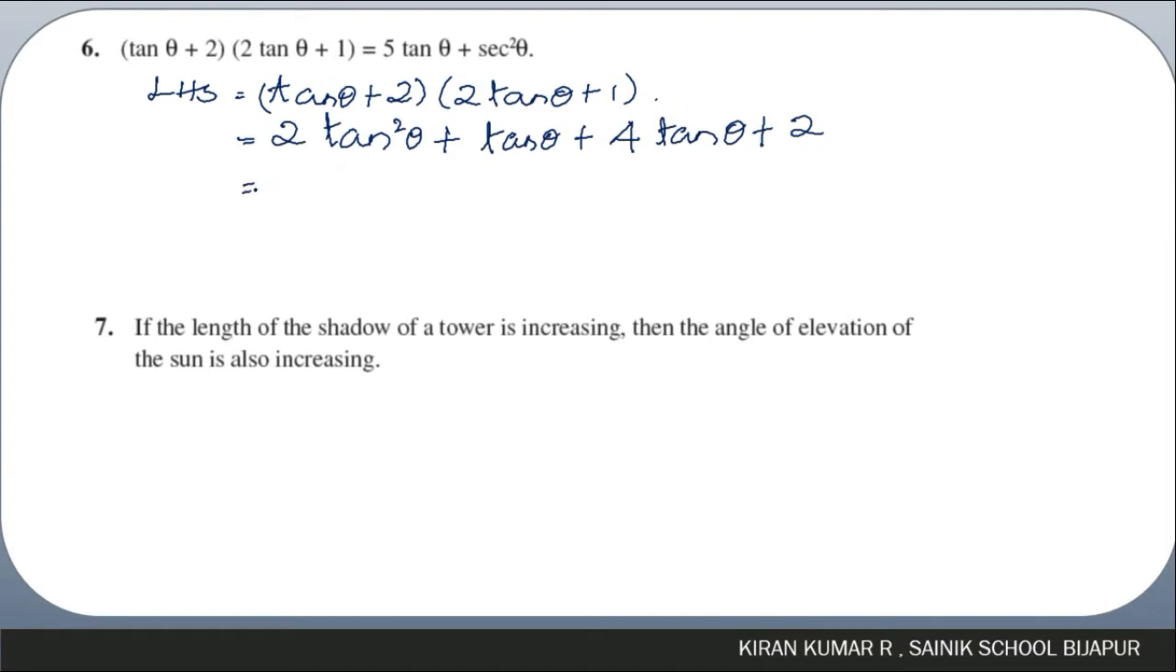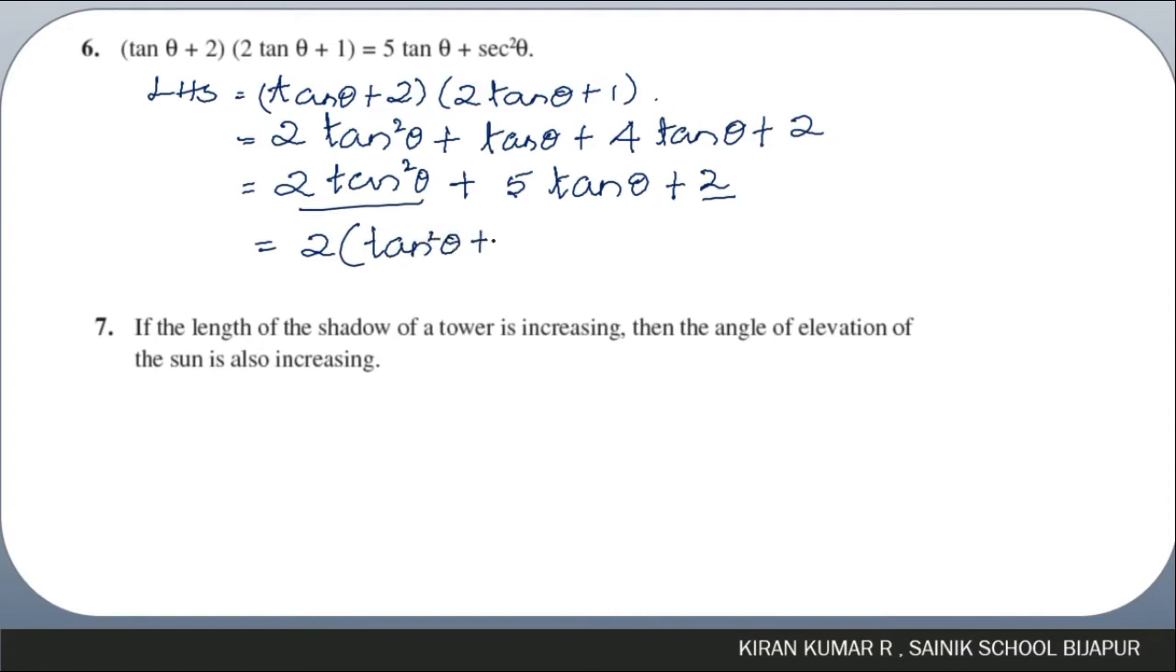Here you observe we get 2 times tan square theta plus tan theta added to 4 times tan theta, which will be 5 times tan theta plus 2. Here I'll club these two so that 2 can be taken common. I'll get 2 times tan square theta plus 1, plus 5 times tan theta. Here 1 plus tan square theta is nothing but secant square theta, so we get 2 secant square theta plus 5 times tan theta.